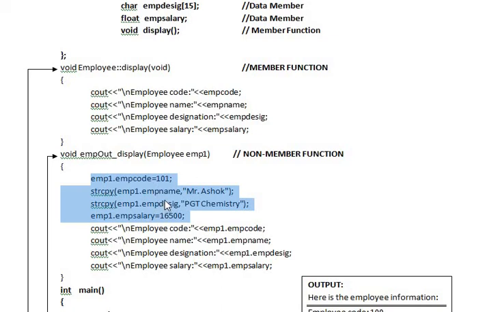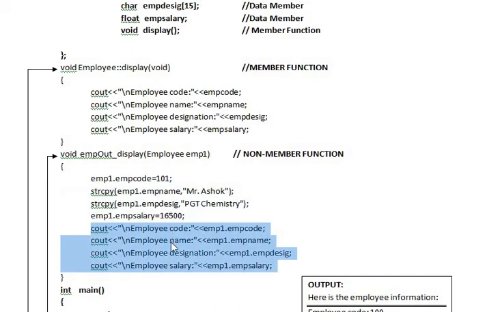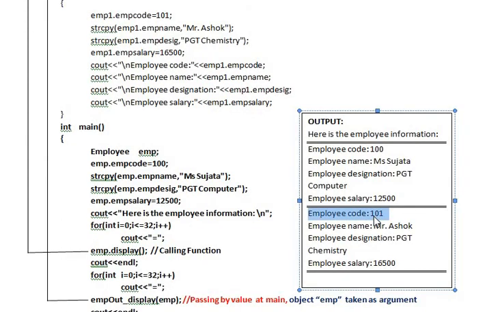Once these statements get executed and the state of the object EMP1 has changed, it then executes these four statements. The first statement prints the text employee code using the cout operator along with the value of the data member EMP code belonging to the object EMP1. Okay, so it prints employee code along with the value of the data member EMP code, which is nothing but 101. So employee code 101 shall get printed in the output table like this.